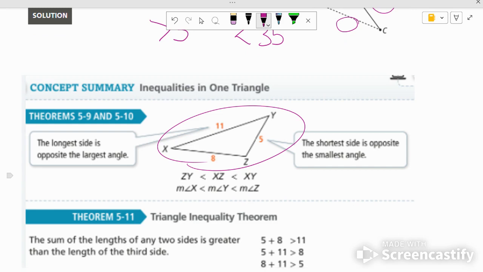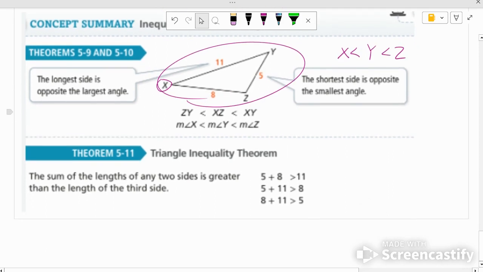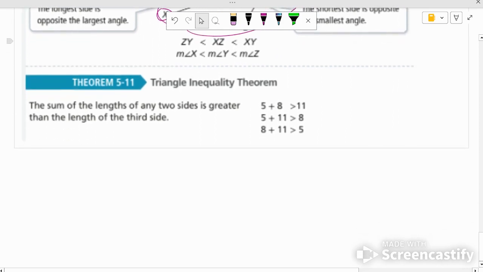So we know that X is the shortest, Y is a medium, and Z is the longest, biggest, because it's opposite the appropriate sides. And then the shorter two sides have to add up to be longer than the longest. So two sides have to add up to be longer than the other side. Okay? So that's what we're doing in the second assignment. Let's get started with that.